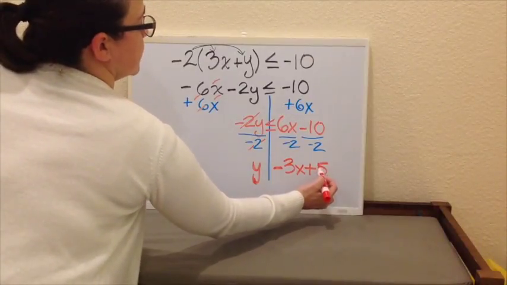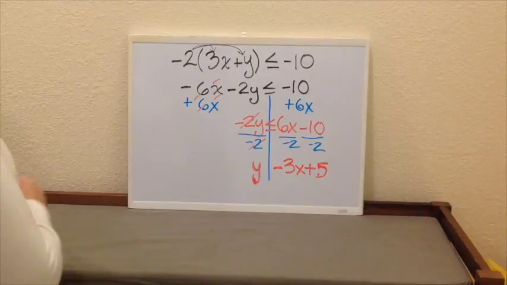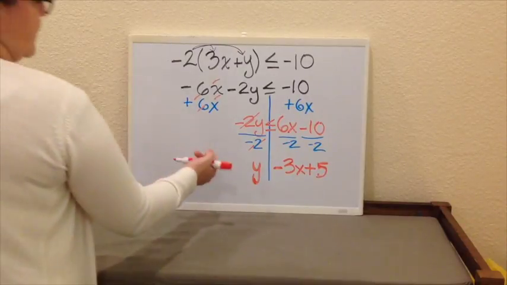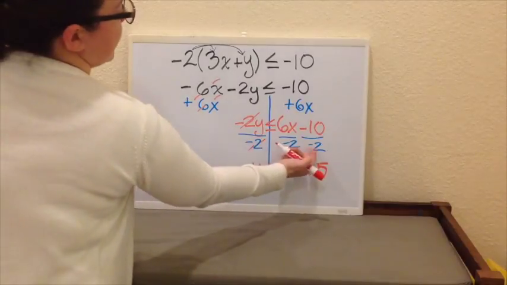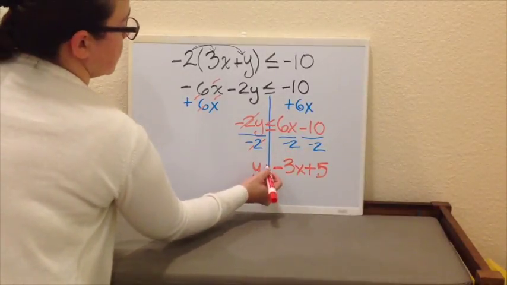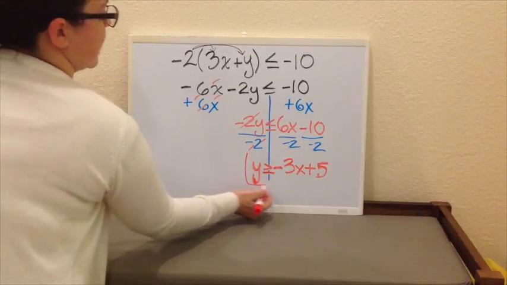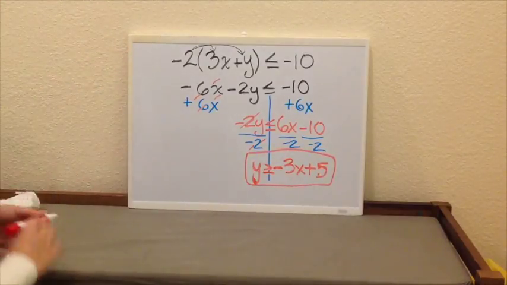And the question now is, have we done anything that will turn my inequality symbol? And the answer is yes. In this case, we divided by a negative. Therefore, my inequality symbol now will point in the opposite direction, making this my linear inequality.